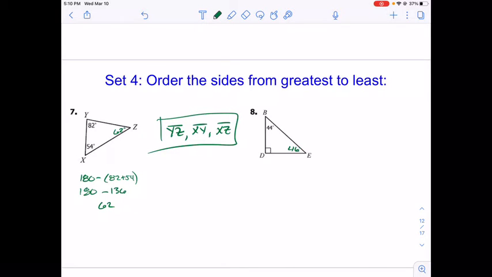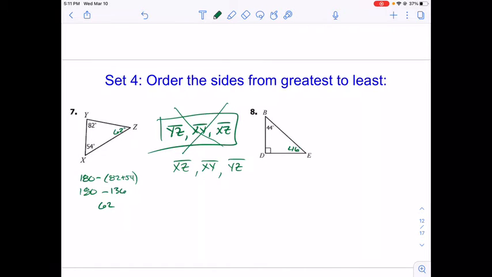Okay? So in fact, this last one here, I went from smallest to greatest. So let's mark through that real quick. And so that means it's going to go from X to Z, from X to Y, which was correct either way, and then Y to Z. So that should be the correct order.